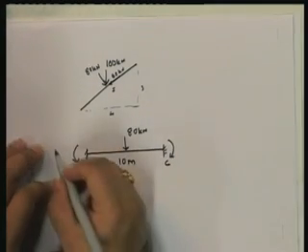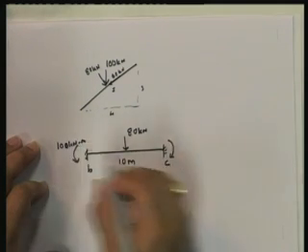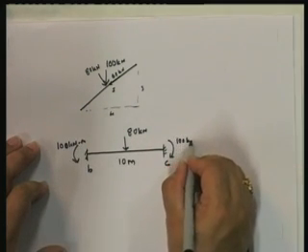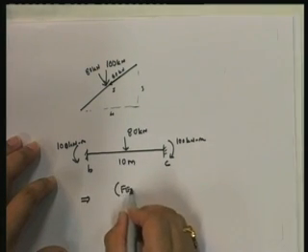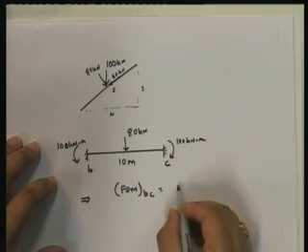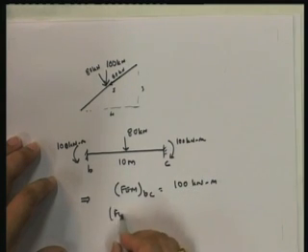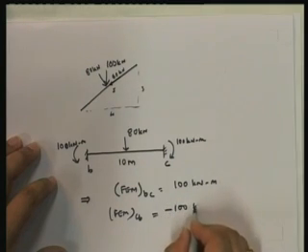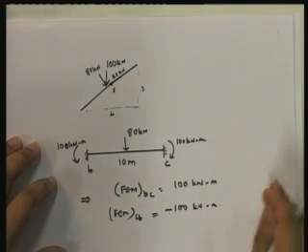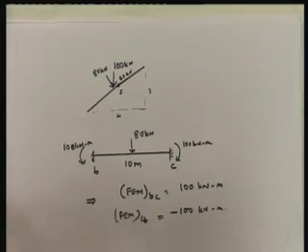So if you look at that, that becomes 100 kilonewton meter, 100 kilonewton meter. This implies that fixed end moment BC is equal to 100 kilonewton meter, and fixed end moment at CB is equal to minus 100 kilonewton meter. Okay? So this is something that we know as of now.